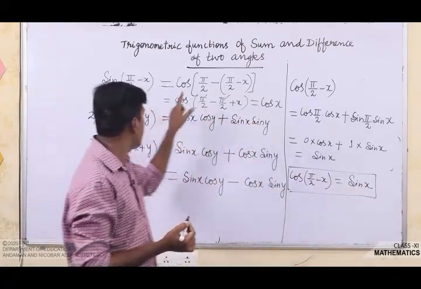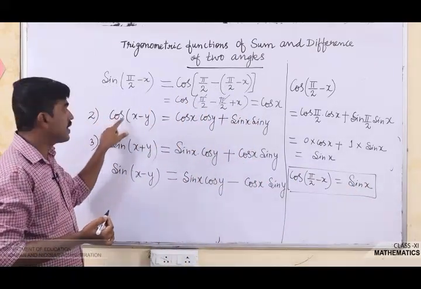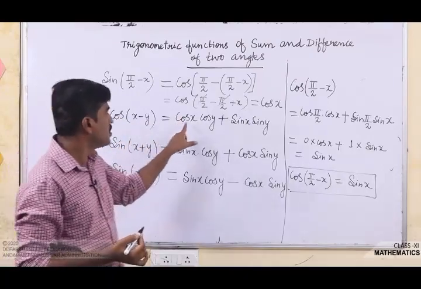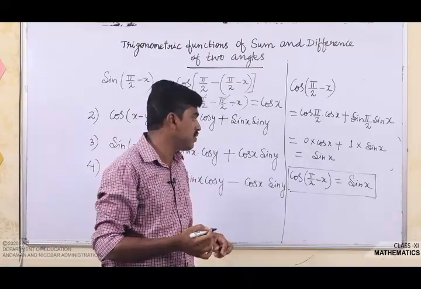These two formulas we obtained from this one, cos of x minus y is equal to cos x cos y plus sin x sin y.